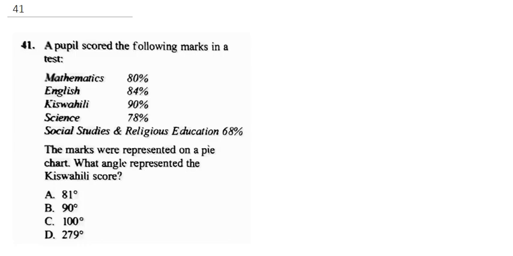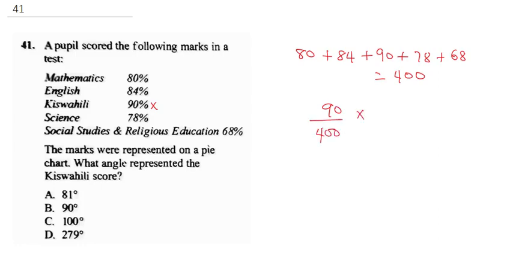Okay, so in order to represent this on a pie chart, the first thing you need to do is sum up the scores. So this is going to be 80 plus 84 plus 90 plus 78 plus 68. Now when you sum this up, it's going to give you 400. So then we are looking for this. So this is going to be 90 over 400, which is the total, multiplied by, now it's represented in a circle, so that's going to be 360 over 1.